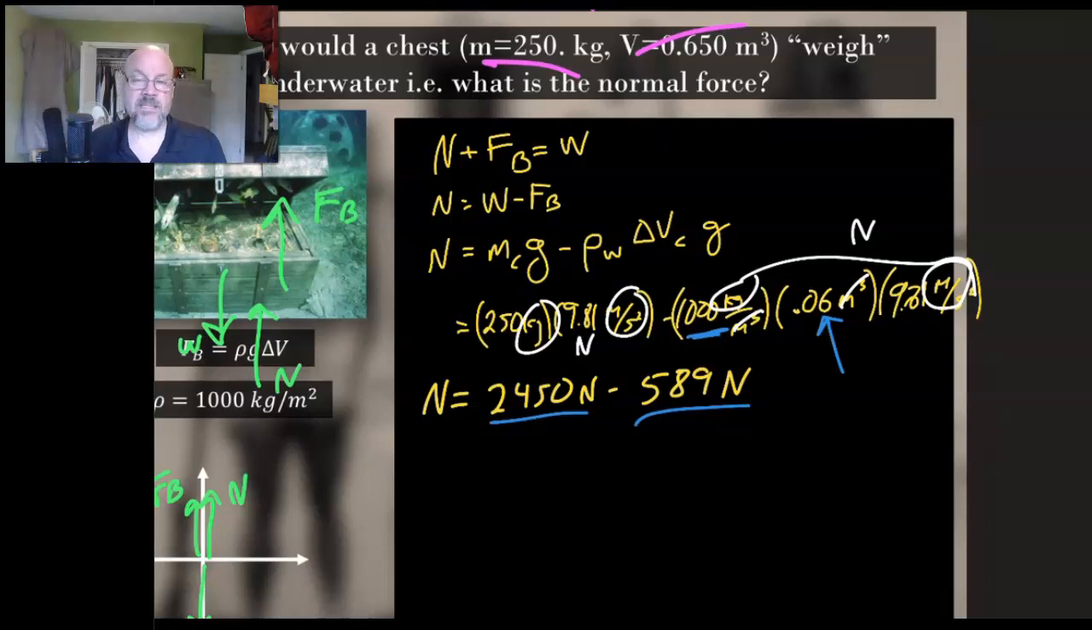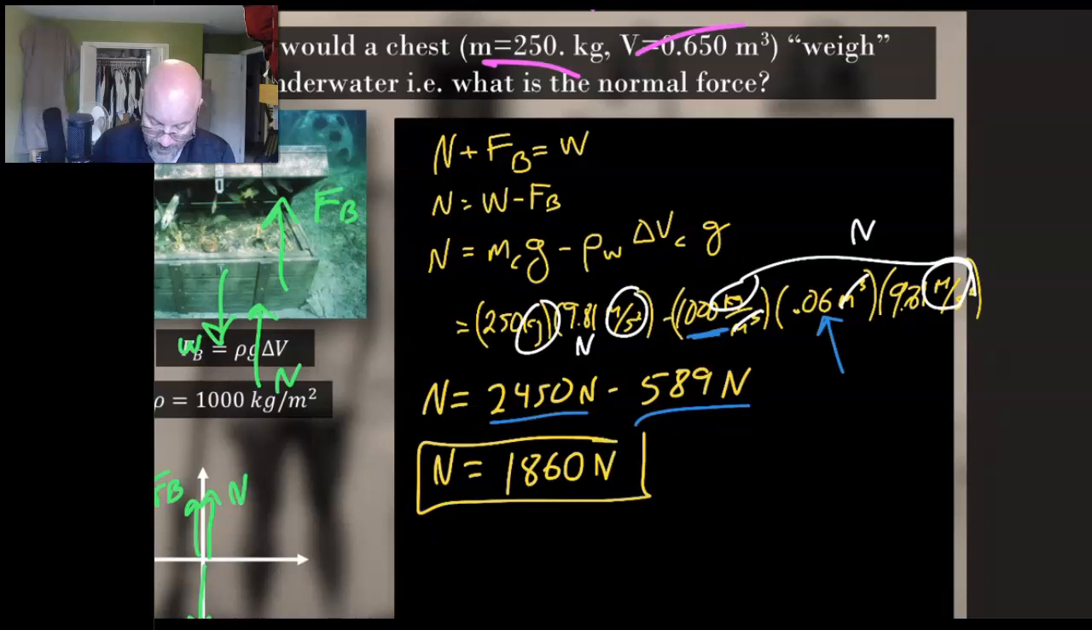Because if the normal force went to zero, then the chest would be what we call neutrally buoyant. It would just be sitting in the water, neither sinking nor floating. But we're going to look at that in just a second. For now, my normal force is reduced down to 1860. So there's my adjusted normal force after we take into account the buoyancy.